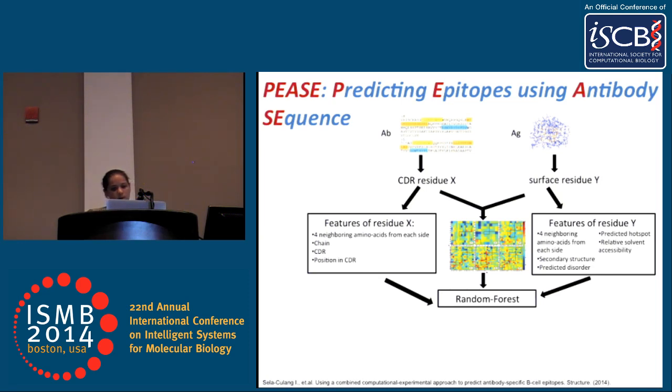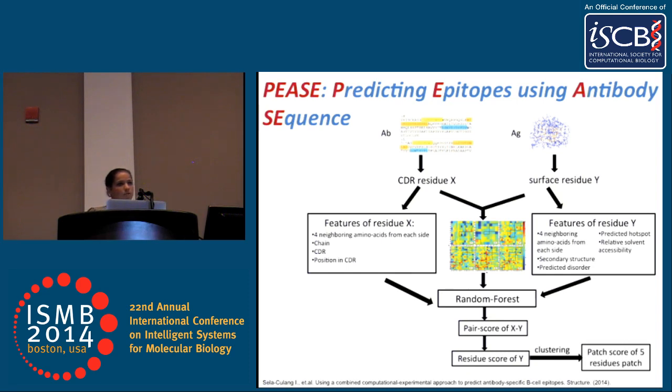Each such pair of residues is assigned a score by the model, and this score is later translated into a residue score, which is assigned to each residue on the antigen surface and corresponds to the chance of this residue to be in the epitope. Finally, there is an optional stage of clustering predicted residues over the antigen 3D structure to generate predicted patches.